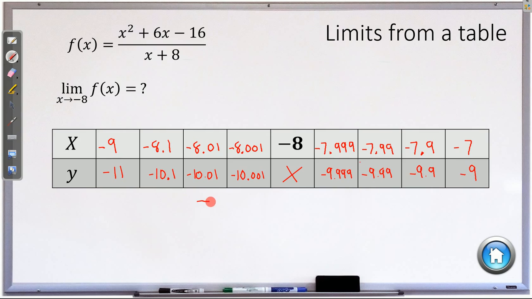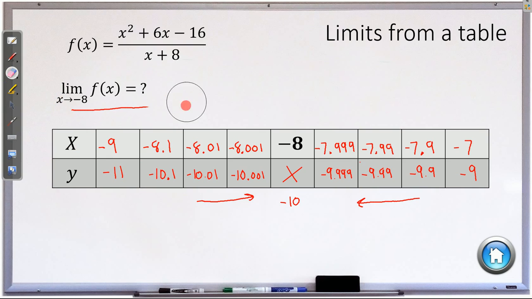So as we come this way, and as we come this way, I'm hoping you can see what number sort of should be right here. Negative 10. So the limit as x gets closer to negative 8 is equal to negative 10. Now, can you actually plug in negative 8 and get 10? No, because then you will get 0 in the denominator, and that is not good. But the limit as you get closer is equal to negative 10.